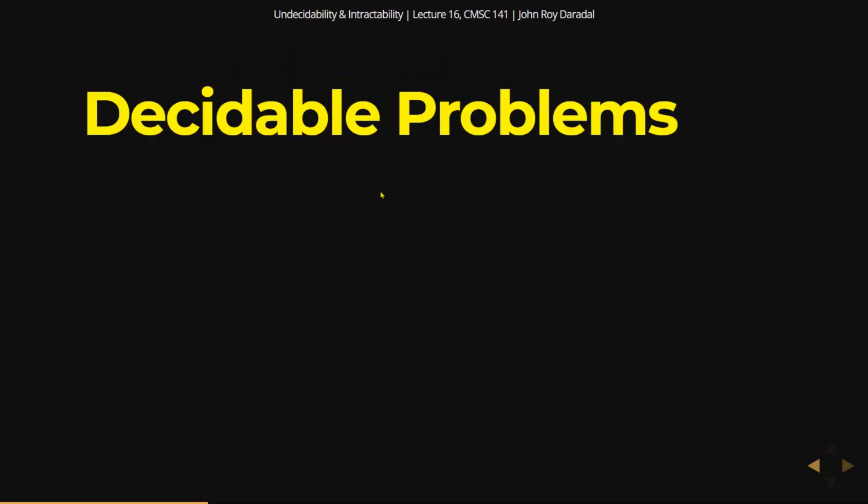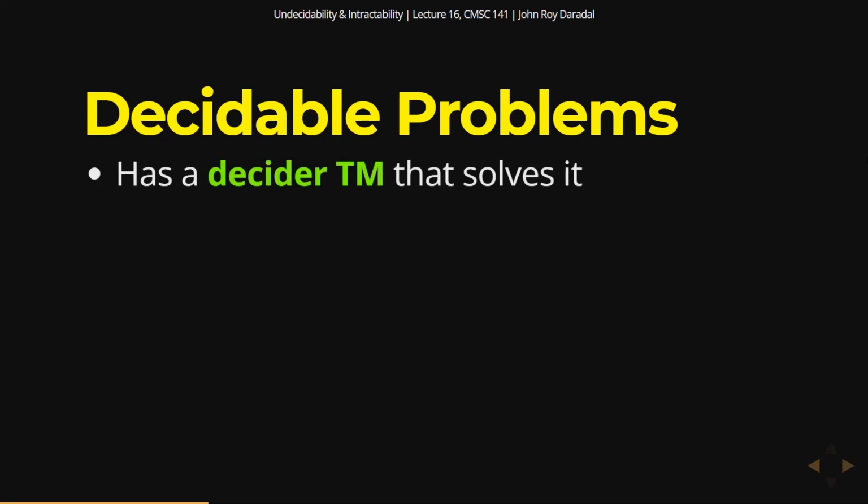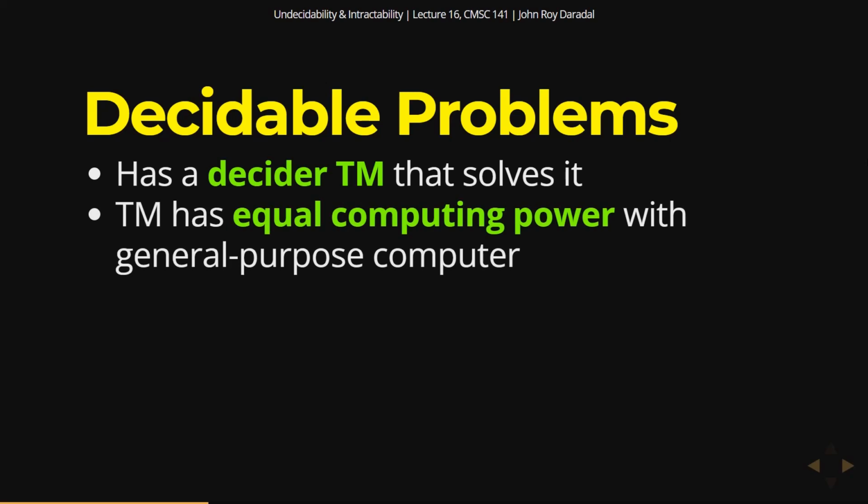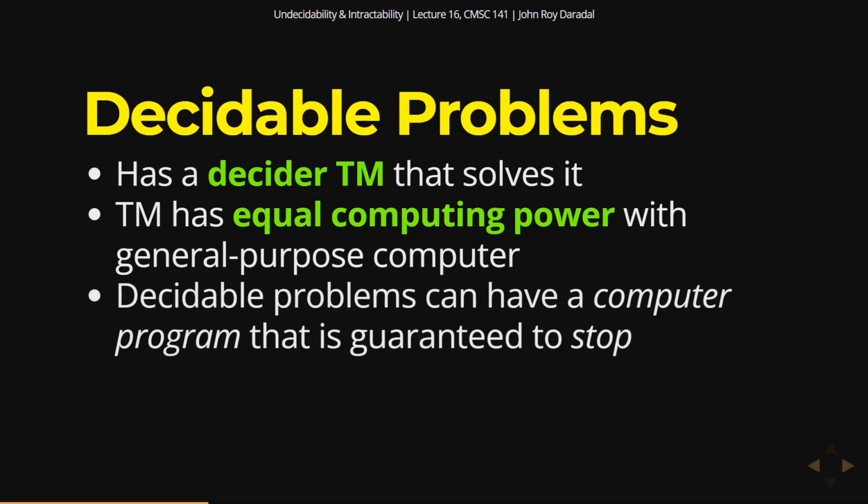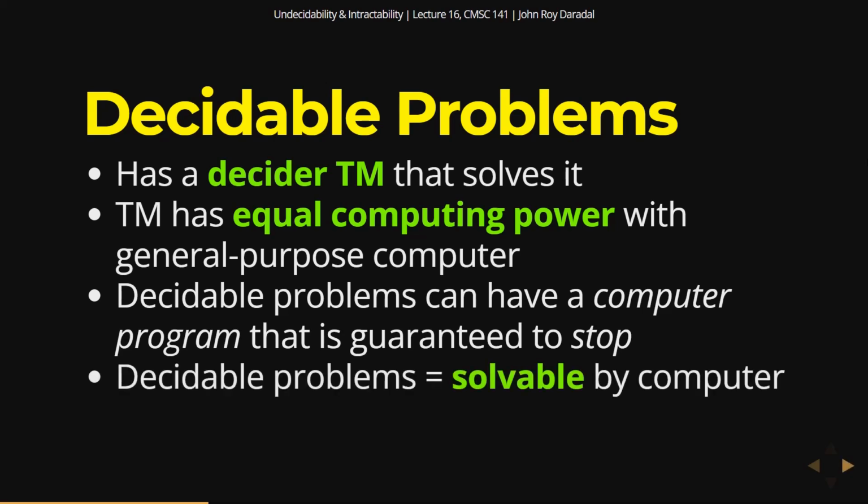Okay, so now for decidable problems, we said that it has a decider Turing machine that solves it, and we know that the Turing machine has equal computing power with the general purpose computer. So a decidable problem has a computer program that is guaranteed to stop. Okay, so basically it can be solved by a computer. So decidable problems are solvable by the computer.